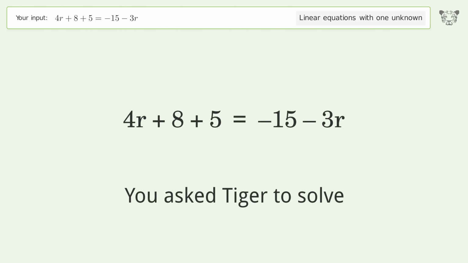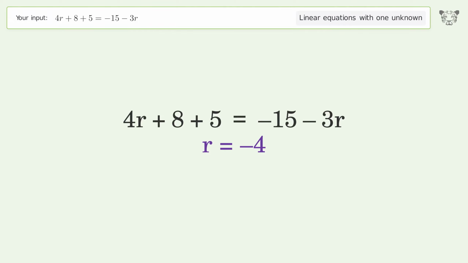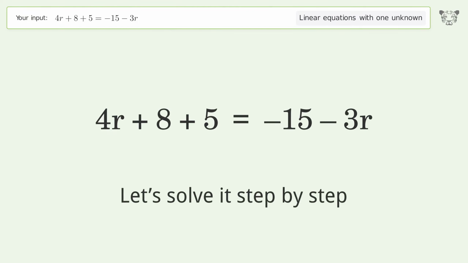You asked Tiger to solve this. This deals with linear equations with one unknown. The final result is r equals -4. Let's solve it step by step.